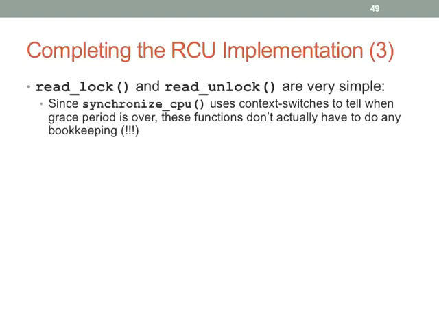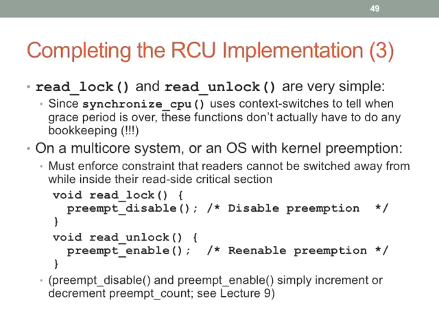Synchronize CPU uses context switches, so they don't actually have to do any bookkeeping. If you're on a multi-core system with kernel preemption, this is what I was saying before. You're inside of a kernel thread, and you need to make sure it can't be preempted inside that read side critical section. So you just disable preemption. You fall back on scheduled context switches. It's not the end of the world. Preempt disable, the Linux version, would just up the preempt count so that it can't be preempted, and then preempt enable would just decrement the preempt count.